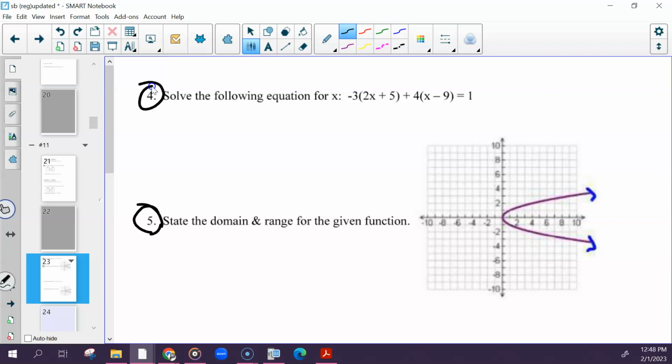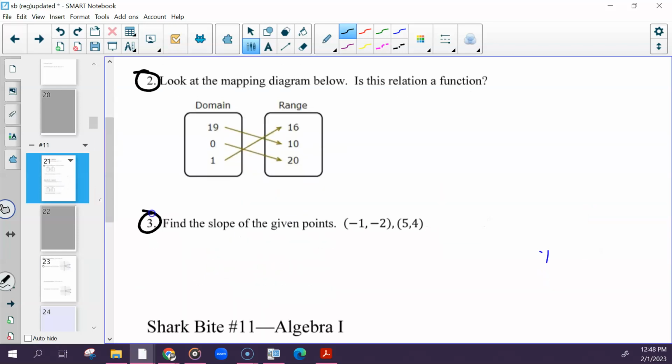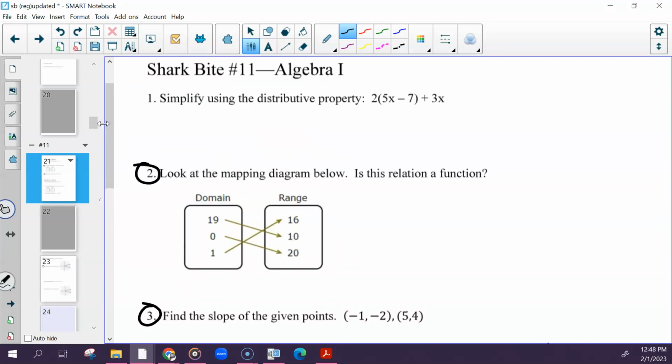Alright, so we have 2, 4, 5. Any others? Alright, so let's do these. Alright, do that quietly. Alright, for number 2.